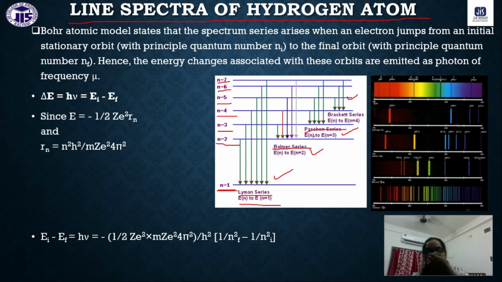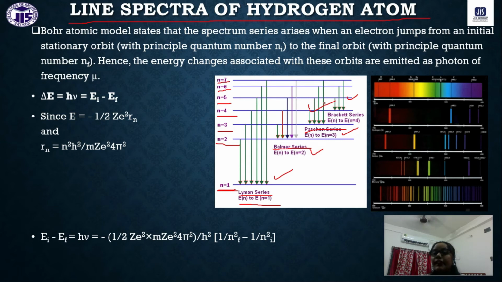Whenever the electron jumps over to the n3 orbit, whatever line spectra we have from that is called the Paschen series. Next we have Brackett.